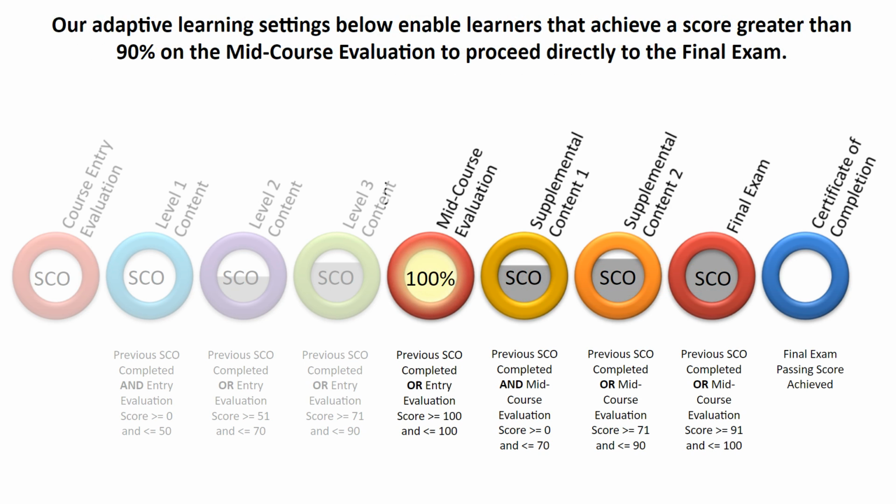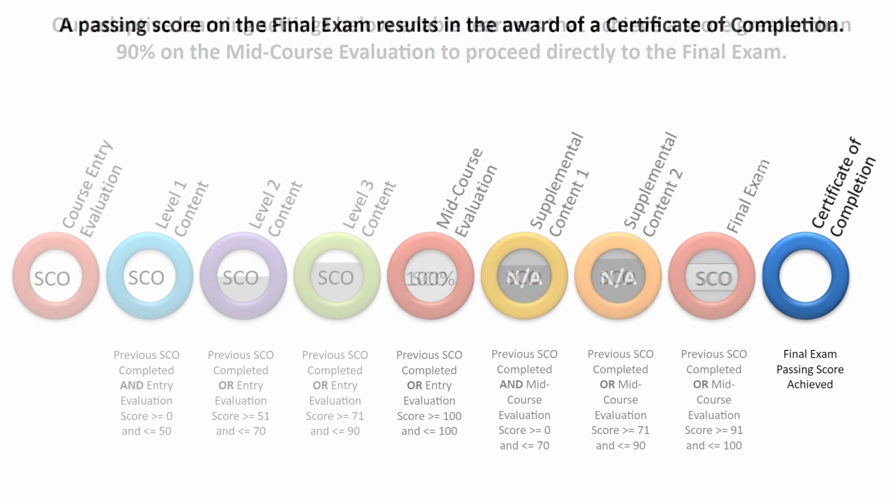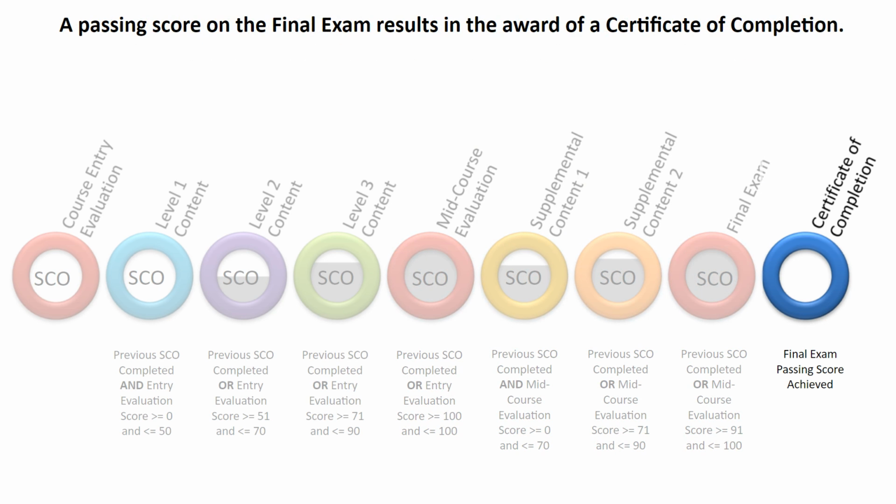Learners who attain a score greater than 90% on the mid-course evaluation proceed directly to the final exam. Supplemental content 1 and 2 would not be required. A passing score on the final exam results in the award of a certificate of completion. This is true for users who were required to complete all content and supplemental content, a portion of that content, or those who proceeded to the final exam with exemplary scoring on the entry and mid-course evaluations.